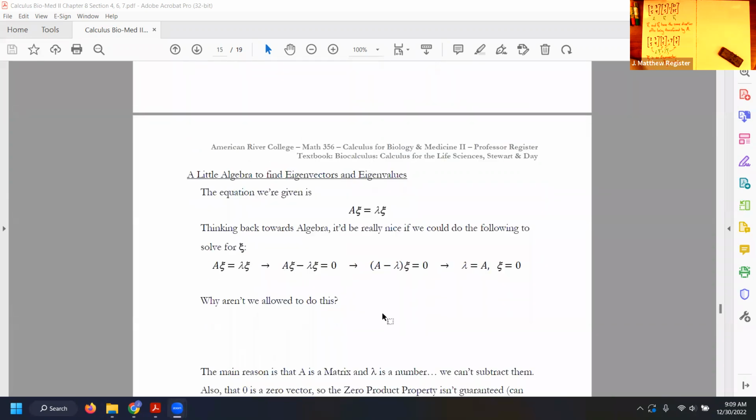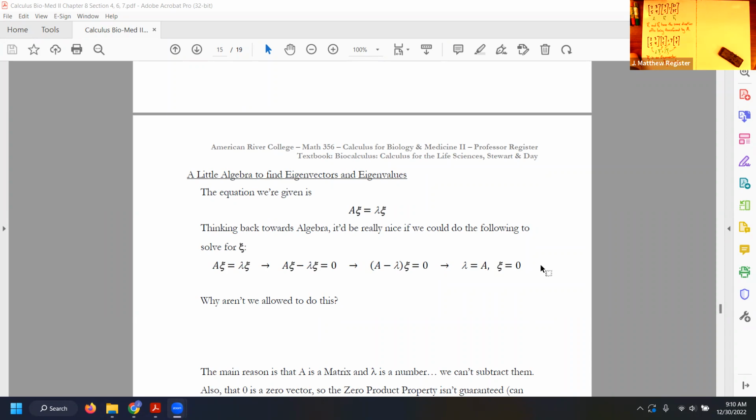In order to find them, you might just try and solve this equation, because it is just an equation, right? It's A times c equals lambda times c. And so if we were thinking with our algebra 1 hats on, we might just bring them over, factor, and get that lambda is equal to A or c is equal to 0. Well, there's a problem with that.